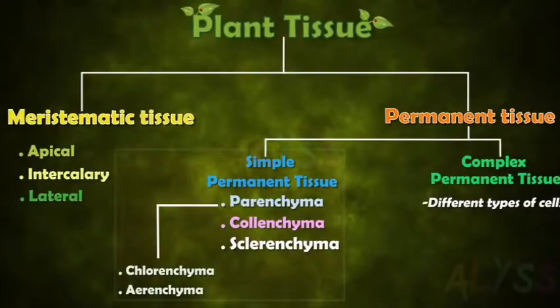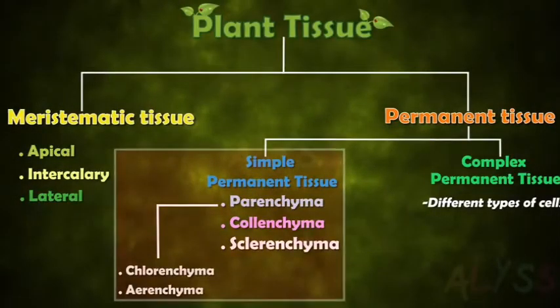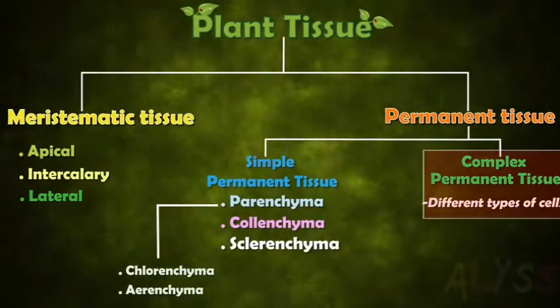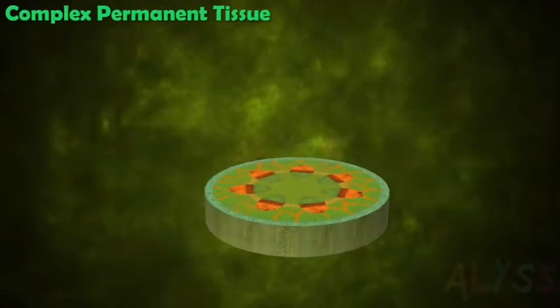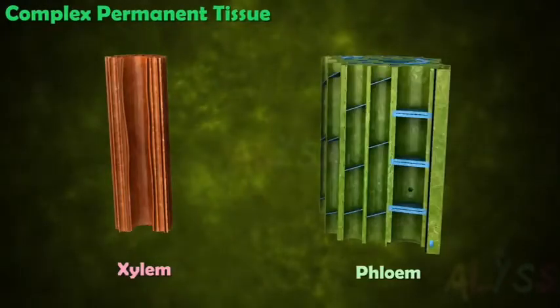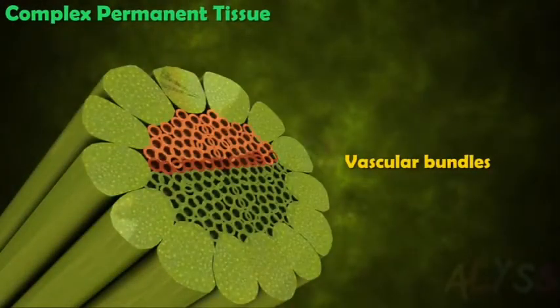Till now, we discussed simple permanent tissue. Let's know more about complex permanent tissue, which is made up of more than one type of cells. Xylem and phloem are complex tissues. Together, they are called vascular bundles.